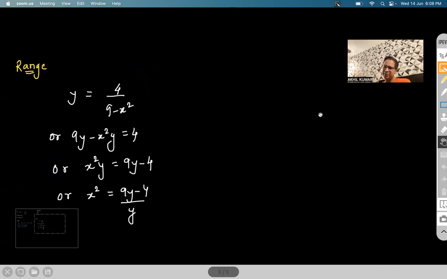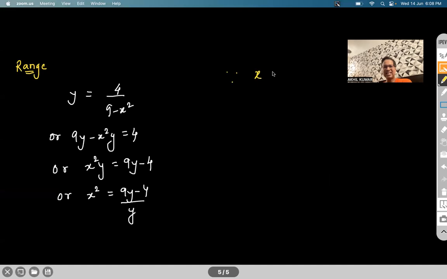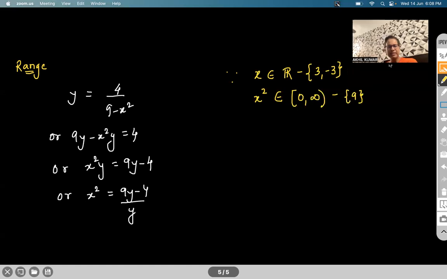Now, same question to you all. Since x lies in this interval, which interval will x square lie? Right, 0 to infinity excluding 9. Am I right? Anybody has still any doubt related to this transition? Since x lies in all real numbers except 3 and minus 3, the square of it can take all non-negative numbers except 9. Clear? Okay. Now, since x square is this expression, which I'm showing with a circle on your screen, that means I'm trying to say (9y minus 4) by y belongs to this interval.